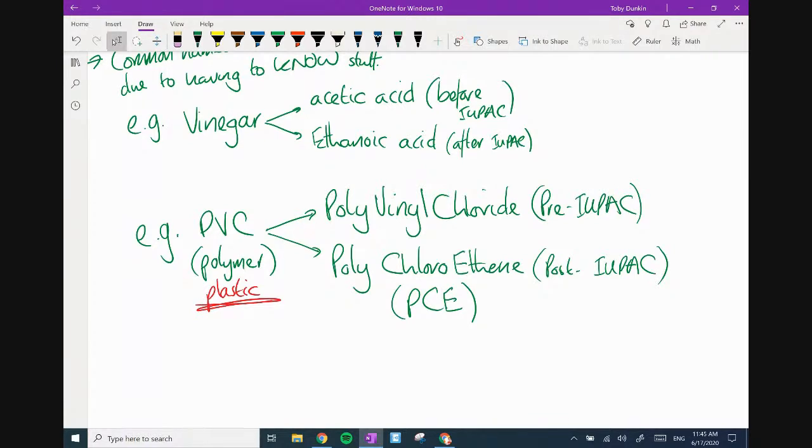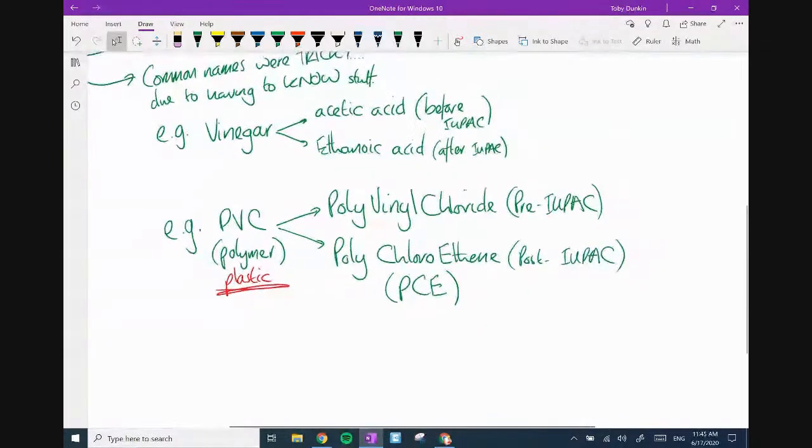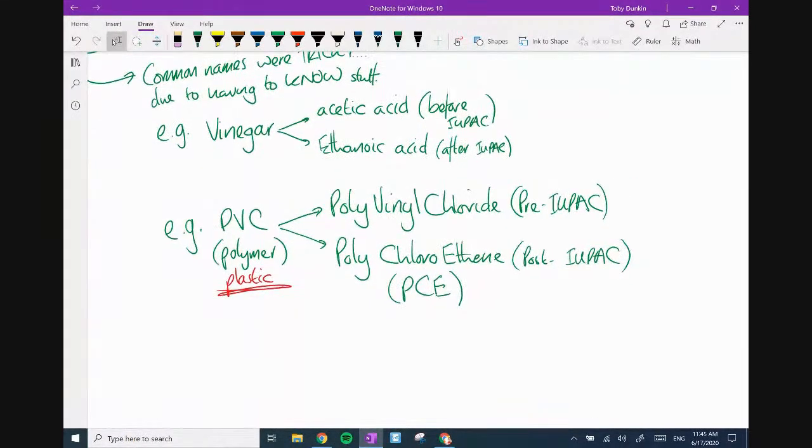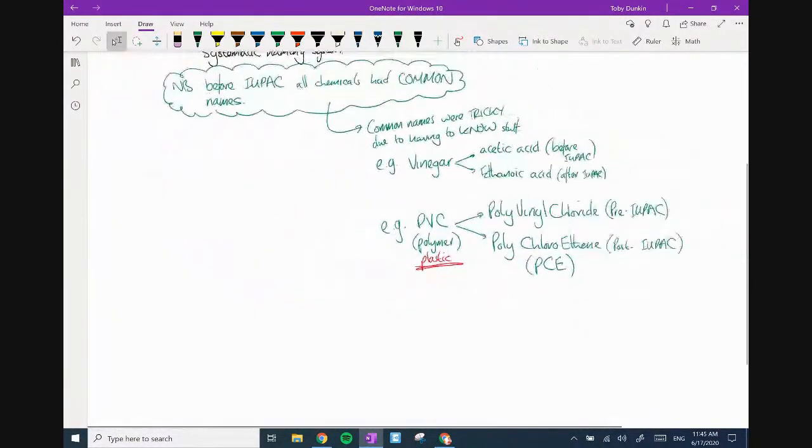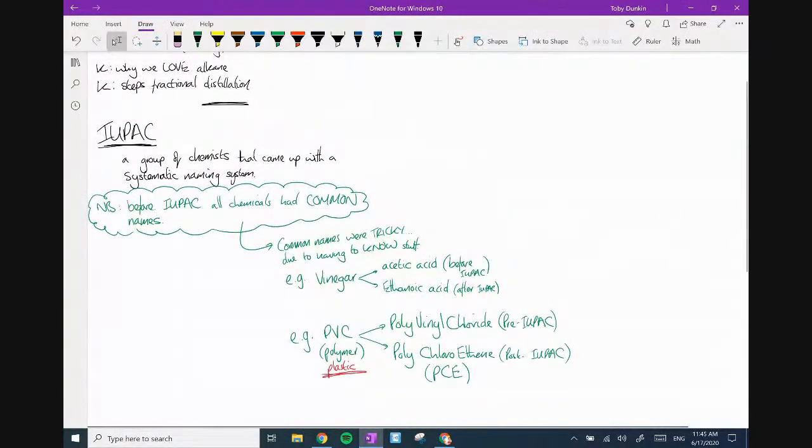No one knows what it means. If you ask your parents, do you know what PVC is? They'll go, yeah, of course I know what PVC is. And what's it stand for? They'll go, no idea. So it's really nice to recognize these rather cool examples of this. You guys will be able to do all of this by the end of it.